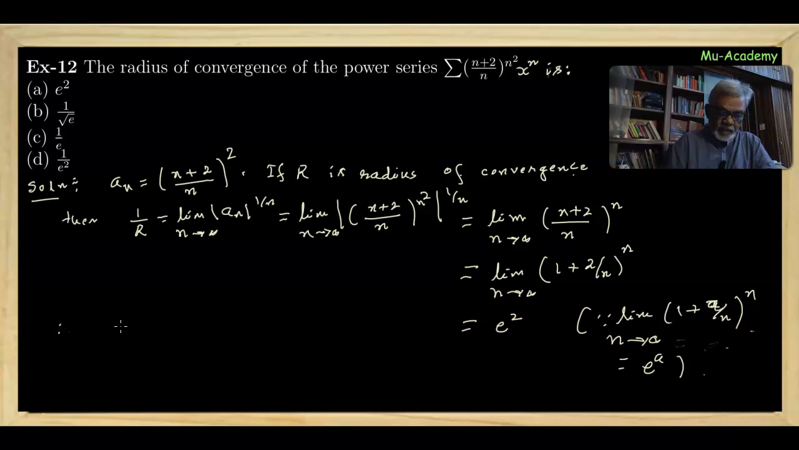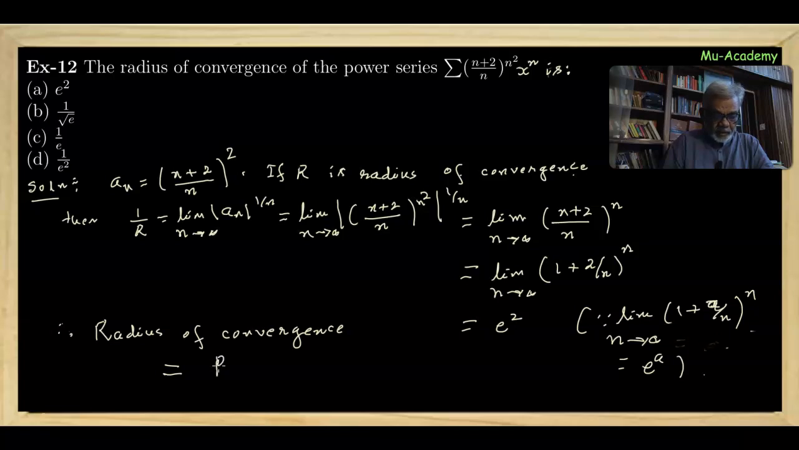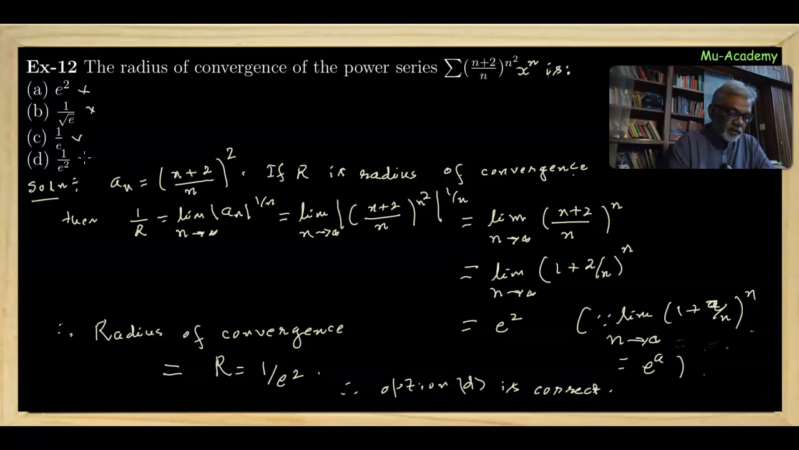And therefore the radius of convergence r is equal to 1 by e square. Therefore option D is correct. Not this, not this, not this.